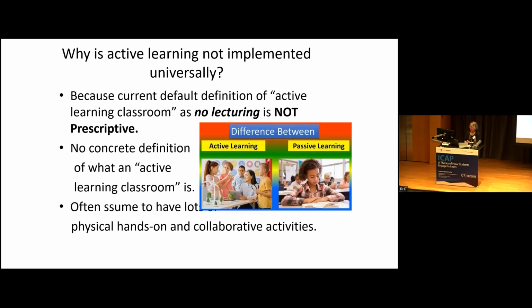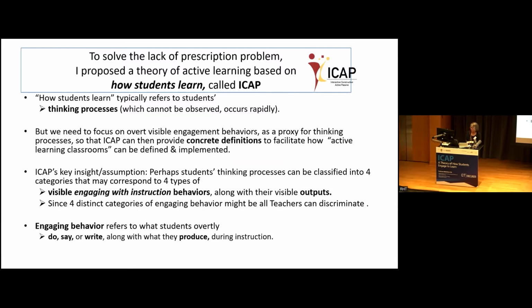They're often assumed to have lots of physical activity, especially for K-12, and a lot of hands-on and a lot of collaborative activities. But as you will see later, that doesn't really optimize learning. Sometimes it doesn't optimize learning. So to solve the lack of prescriptiveness problem, I proposed a theory of active learning based on how students learn, called ICAP.